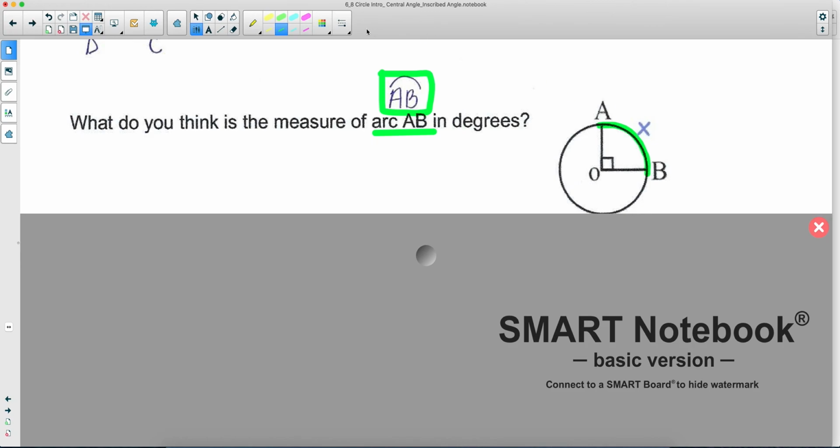And we're just going to say, all right, well, if this is 90, this looks like it's a quarter of a circle, right? A quarter of a circle, well, a quarter of 360 is 90. So yeah, that arc length is 90 degrees. So up here, this is 90. Perfect. All right, so do you see a relationship? Yeah, this is 90 and so is this.